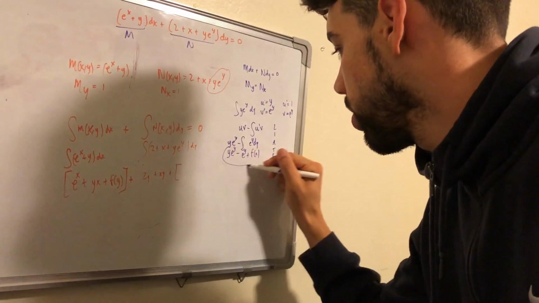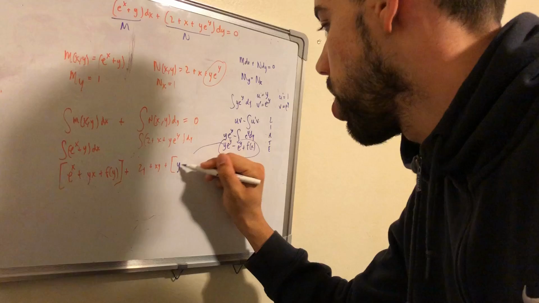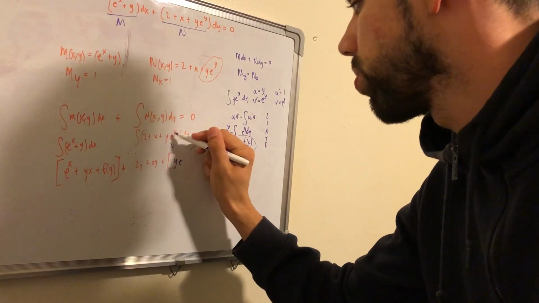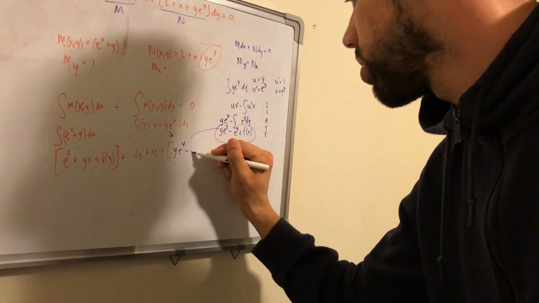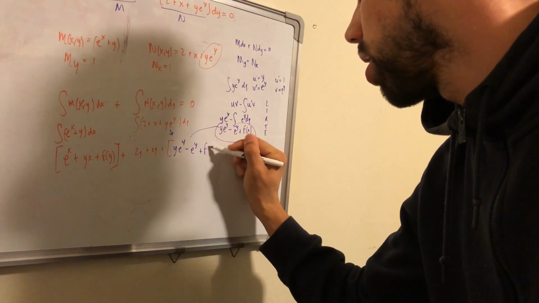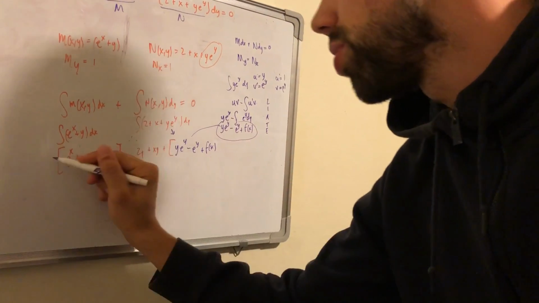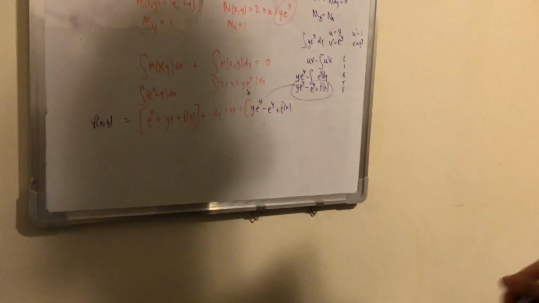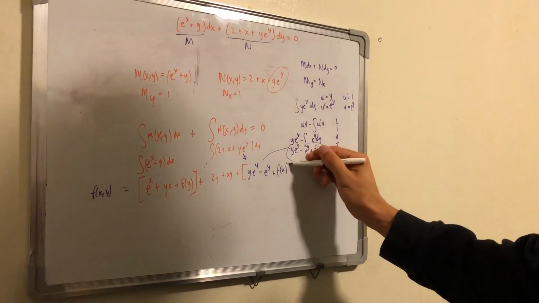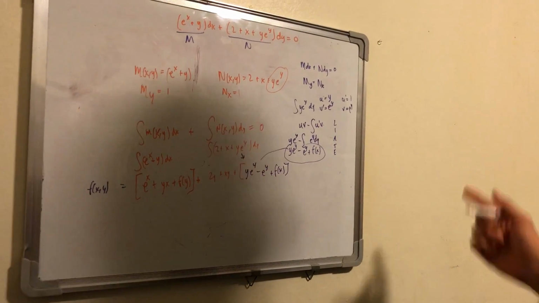So plugging this in to here, because this is just the integral. So right here what we did is on that side: y e to the y minus e to the y plus f of x. So this is the function that we're looking for, f of x, y. We'll go ahead and add these up together.